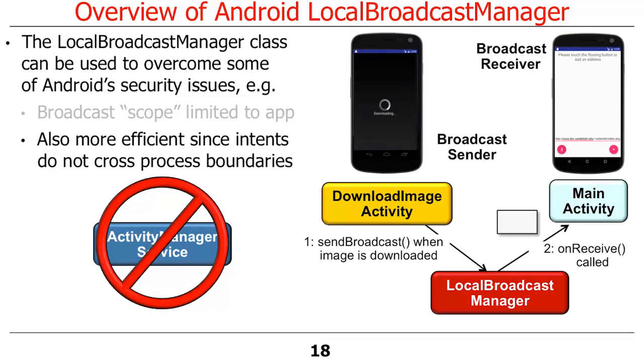Moreover, this approach works only within the same process, which again limits the scope, but also has the side effect that it makes the intent broadcast mechanism much more efficient since intents do not cross process boundaries. In particular, the Activity Manager service is not used, and instead, a Local Broadcast Manager instance is used. If you take a look at the source code that's available online in various places, you'll see it basically works by using an ArrayList of receivers, which it then sends out at very particular times to be efficient.